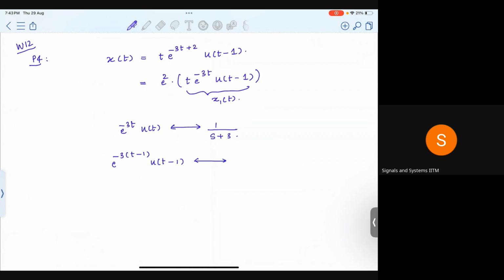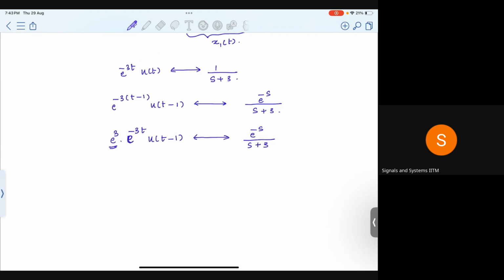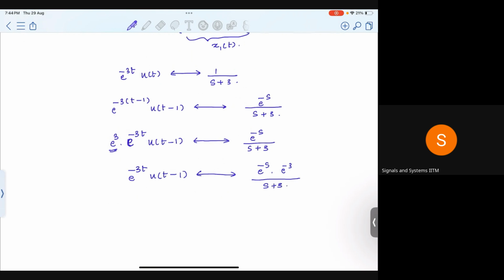Using the properties of the transform, this is e power minus s by s plus 3. In other words, e power 3 into e power minus 3t u of t minus 1 has the transform e power minus s by s plus 3. This is just a constant. So e power minus 3t u of t minus 1 has the transform e power minus s e power minus 3 divided by s plus 3. Are you okay till here at least?